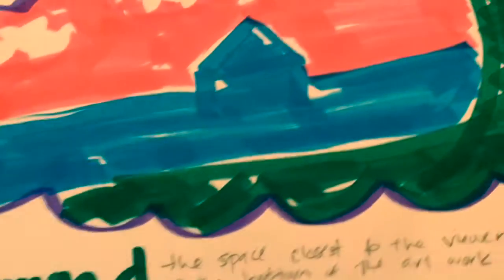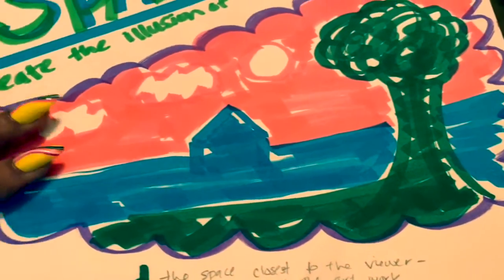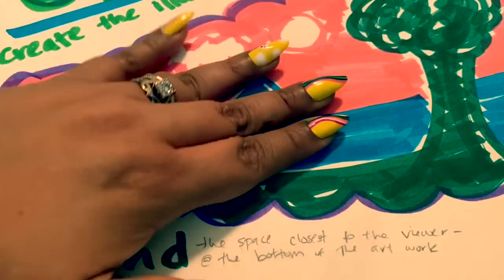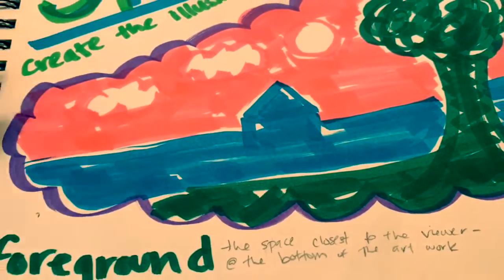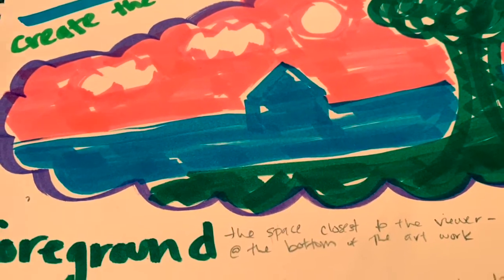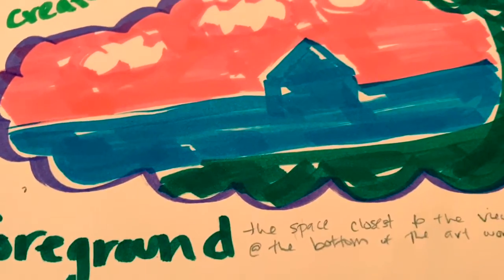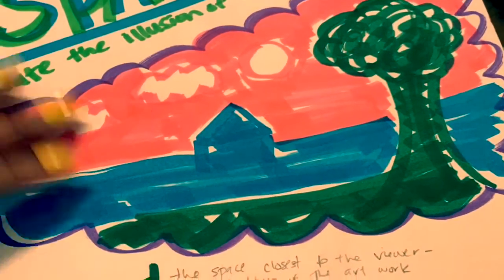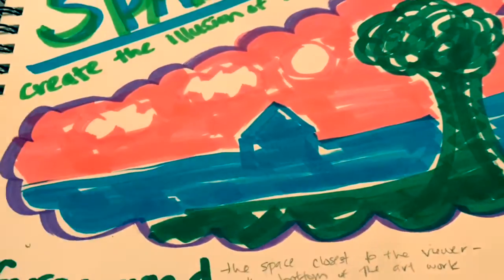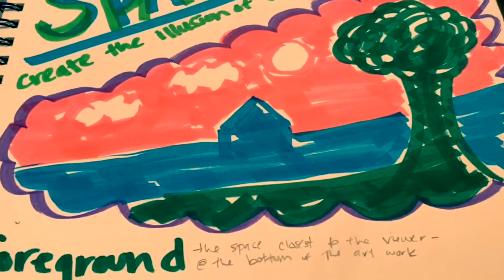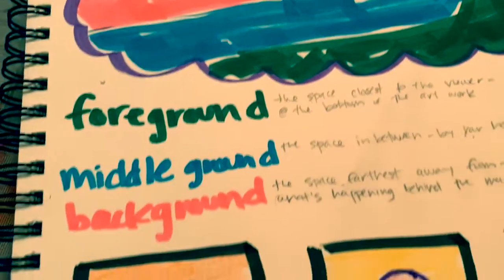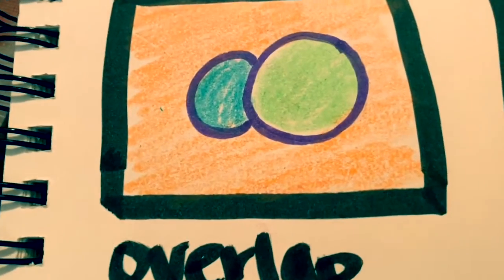We start with the foreground, which in this illustration would be our tree. The middle ground is what's happening behind what's in front, and then the background, what's the background? No, not what's behind your paper or the back of your paper. It's what's going on behind the artwork. So in this case, it's what's going on behind this little house and behind the tree, which is the sky and some clouds.